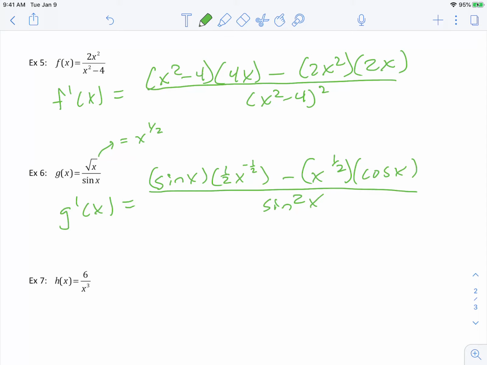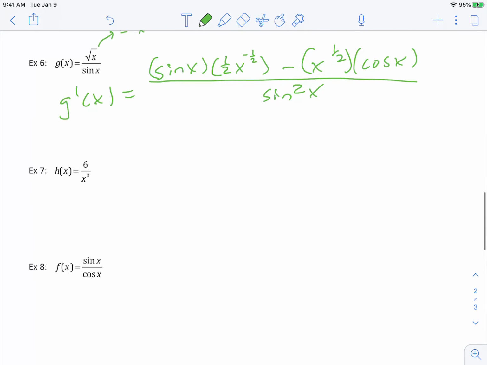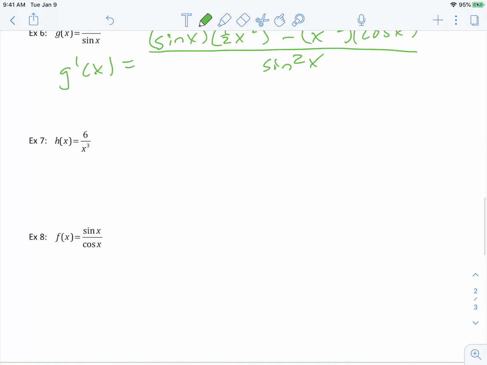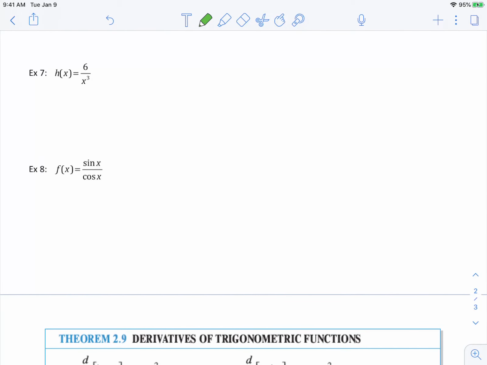And there you go. Once you do this a few times, low d high minus high d low over low squared, you start to remember it. And actually, let's look at example 7 rather. The reason this is there is actually to remind you that not every single time do you have to do the quotient rule. This you can actually rewrite as 6x to the minus 3, and now you can do power rule.